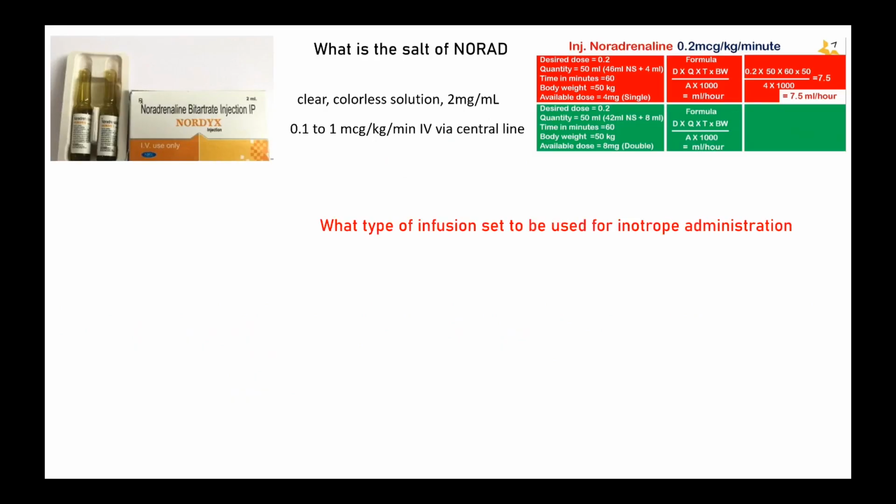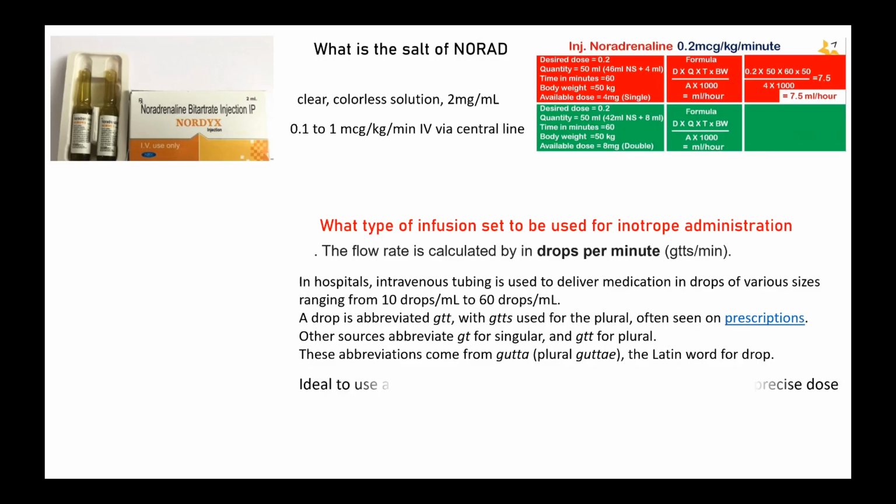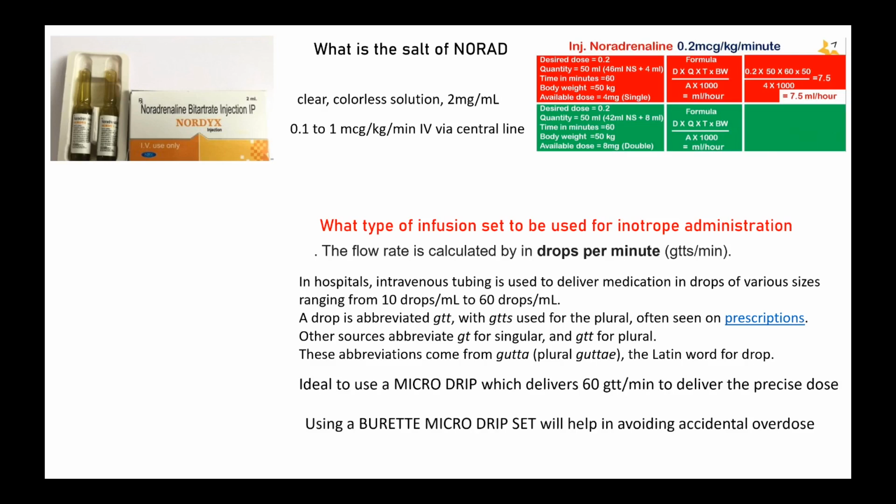What type of infusion set is to be used for inotrope administration? Drops per minute. So you have to use what is called the micro drip infusion set. Of course, with the advent of infusion pumps and syringes, all these things are becoming bigger.